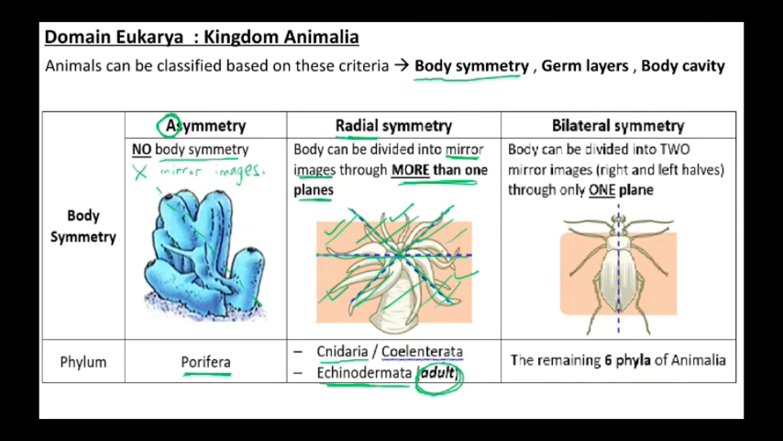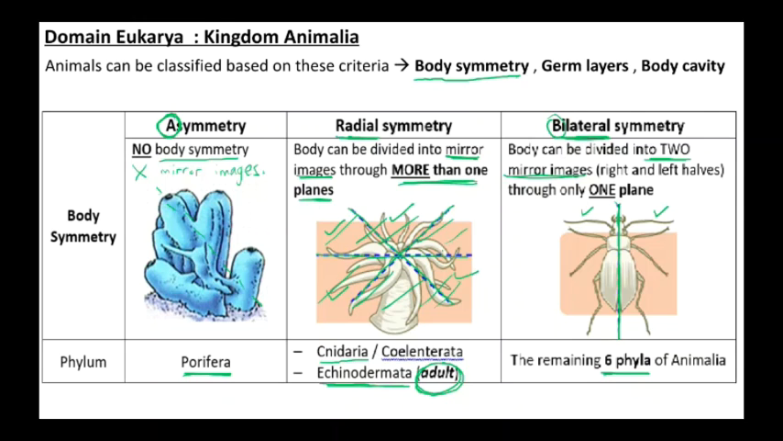The last one, we have bilateral symmetry. From the name itself, bi, you know that it will have two mirror images, right and left. So if you cut the organisms along this one plane, you will get a similar half, two mirror images. And this is what we mean by bilateral symmetry. Most of the advanced animals show bilateral symmetry. So we have about 6 phyla of Animalia showing bilateral symmetry.